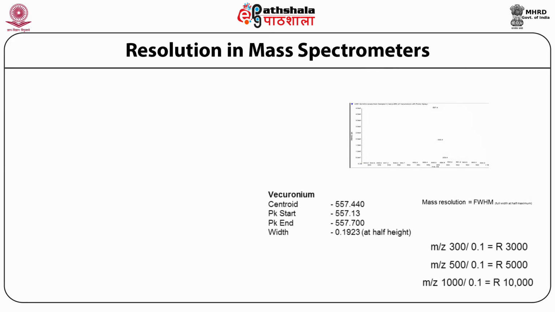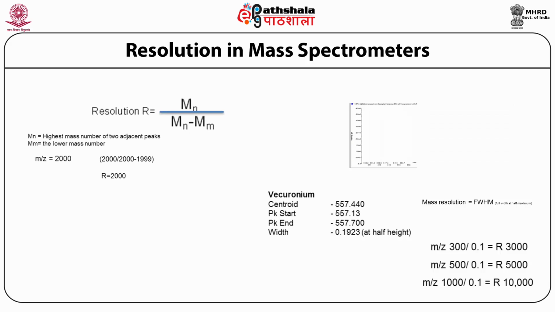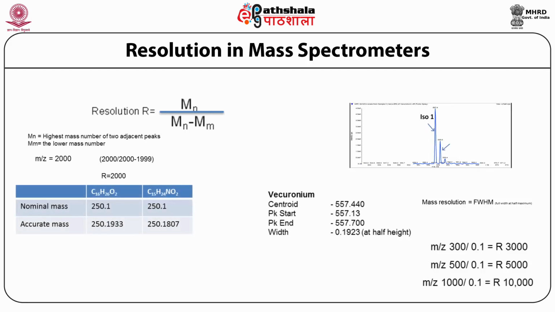Resolution in a mass spectrometer, as I told you, is very important. So how do you calculate this resolution in a mass spectrometer? Resolution R is calculated by this simple formula: Mn divided by Mn minus Mm. Mn is the higher mass number of two adjacent peaks and Mm is the lower mass number. When you take a molecular weight of 2000, 2000 divided by 1, that is, the difference between the two adjacent peaks is 1, the resolution is 2000.